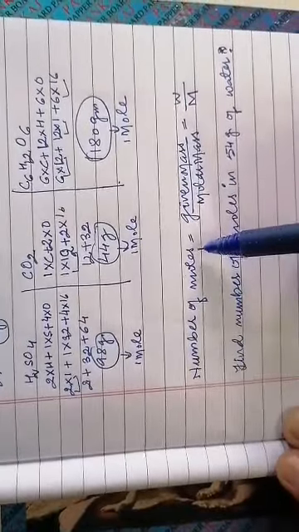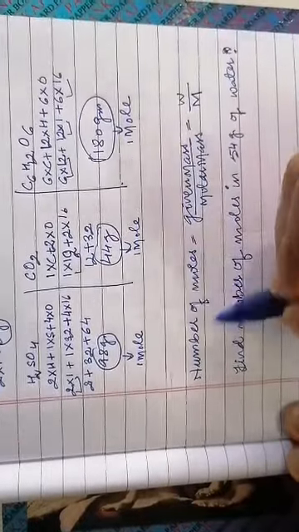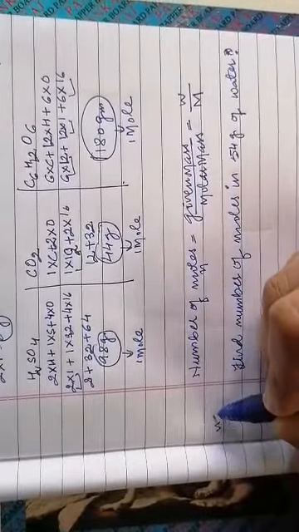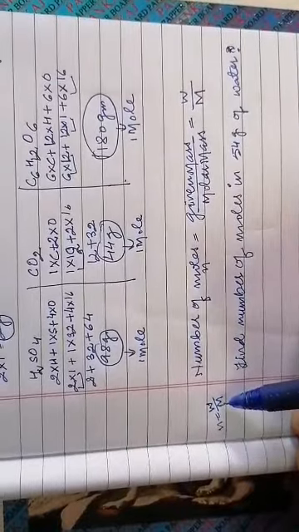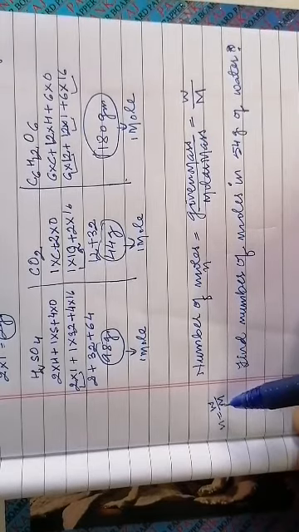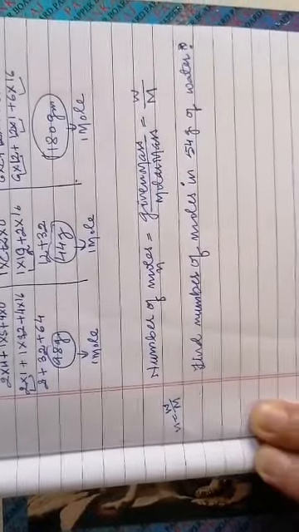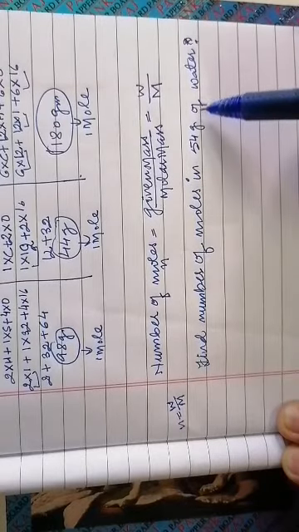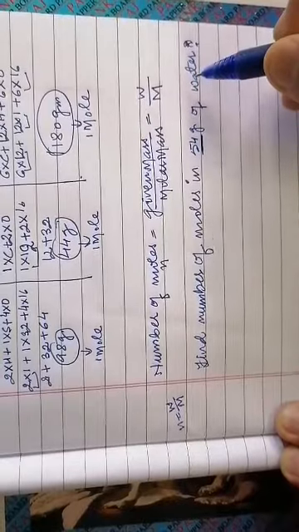So how to find the number of moles? The formula is given mass over molar mass, and the number of moles is represented by N. So we have the formula N is equal to W over M, given mass over molar mass. Molar mass is fixed. As we discussed right now, the molar mass of water is 18. See, so here is a very small numerical. Find the number of moles in 54 gram of water. I have 54 gram of water, then how many moles are there?